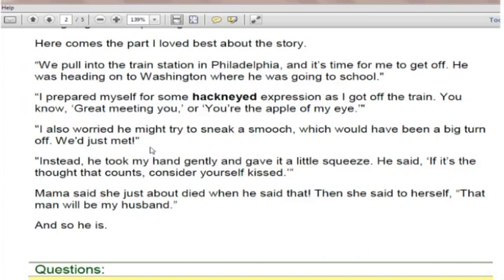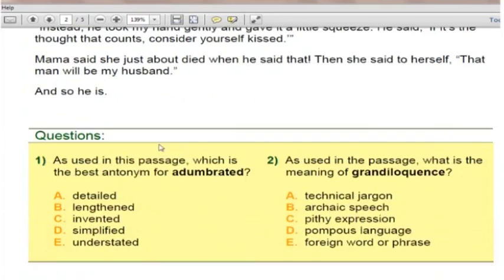And so he is. So that's a beautiful story of love on a train where the husband and wife are meeting, and the mother is telling the story to her daughter. The name of the mother is Rosa. Now let's see the questions and let's try to answer them one by one.